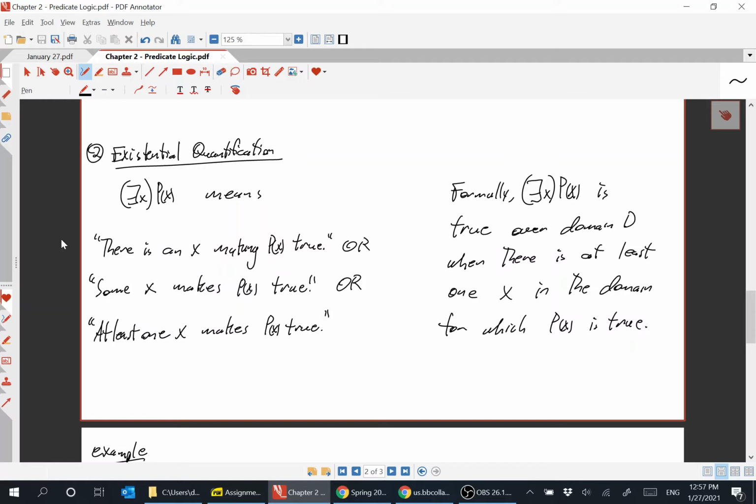Second type of quantification is existential quantification. So there exists x, P of x means there is an x making P of x true, or some x makes P of x true, or at least one x makes P of x true. Formally, there exists x, P of x is true over domain D when there's at least one x in the domain where P of x is true. One of them, two of them, infinitely many of them, or even all of them.